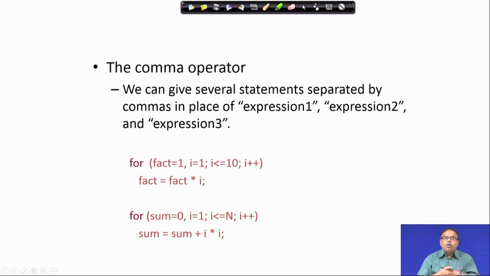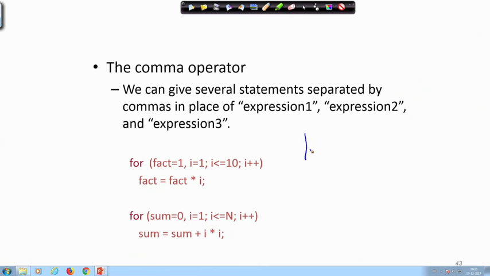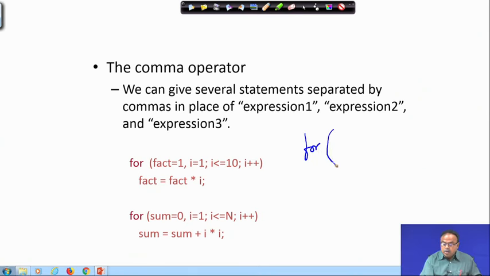Now, we introduce the comma operator. When we write for, then i assigned 1. Instead of that, I can put in more than one statement here using a comma operator. For example, for fact 1, i equals 1, i less than or equal to 10. Now, this part is what? This part is the initialization.